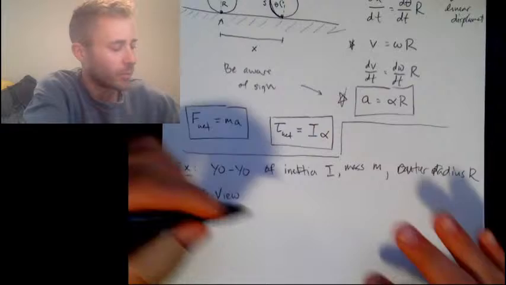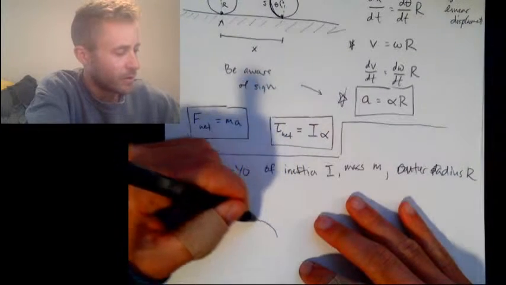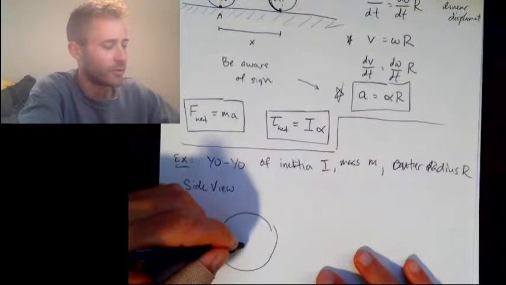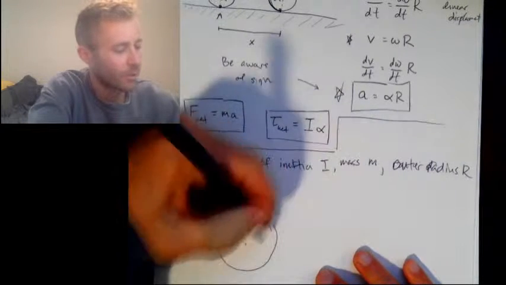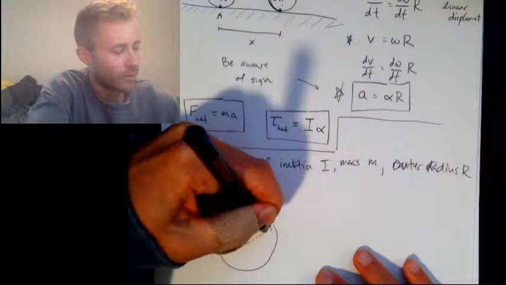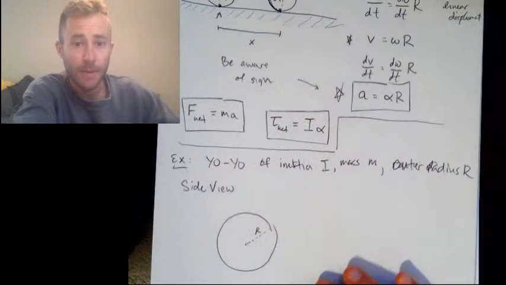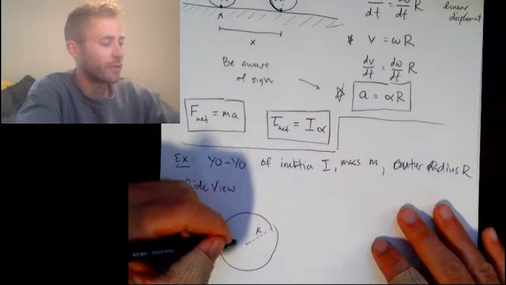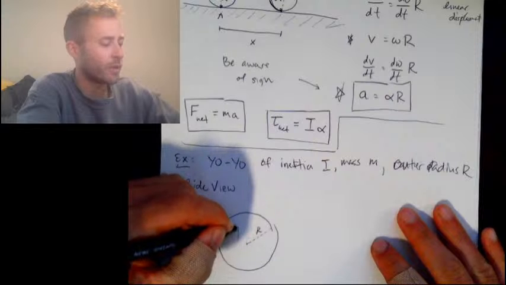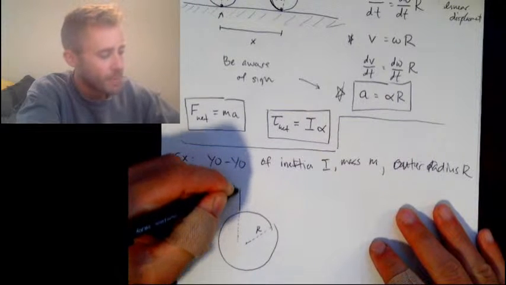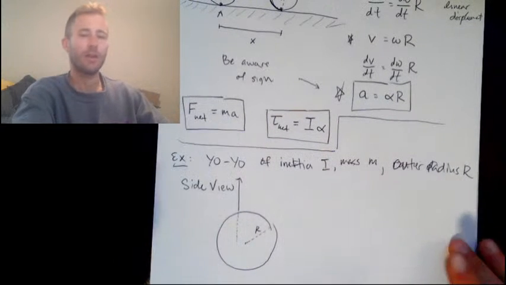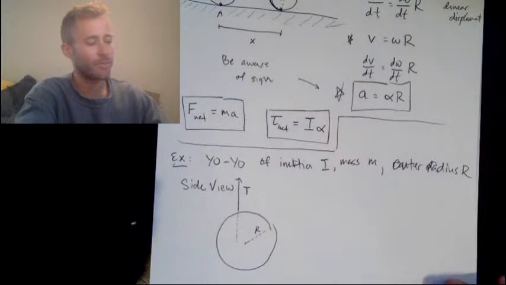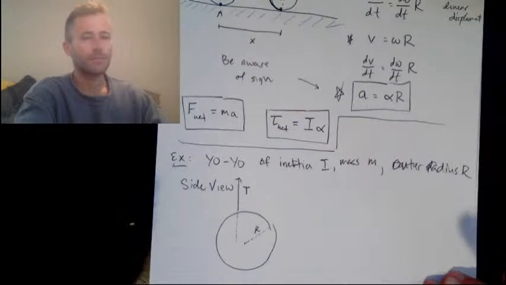Okay? From a side view, here's the yo-yo, and here's the center of the yo-yo. When I say outer radius R, I mean that this distance right here is R. Okay? And then it has a string that is going up right here, like that. Okay? And that string exerts a tension force on the yo-yo.